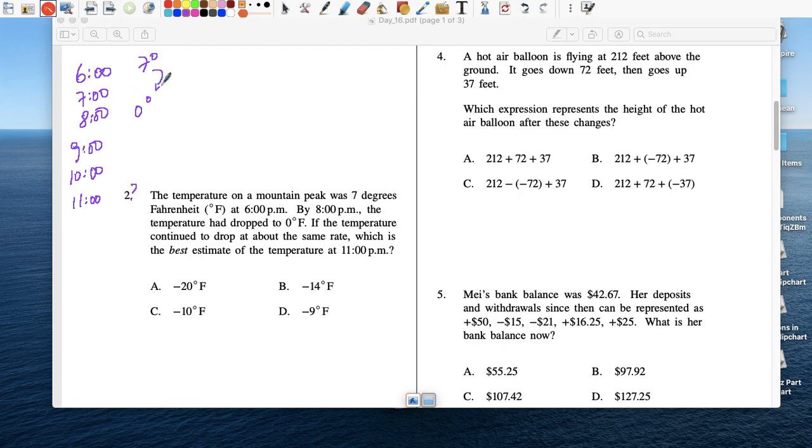So it went down, if it's constant, 3.5, right? 3.5 degrees, and it's dropping by 3.5 degrees every hour. So at 0, if it drops another 3.5, it would be negative 3.5. And then at 10 o'clock, which is 1 hour, it would be another 3.5, which takes us to negative 7. Right? And then at 11 would be another negative 3.5, which takes us to negative 10.5. Which is the best estimate? Well, right here. Negative 10 degrees Fahrenheit, closest one. Okay.